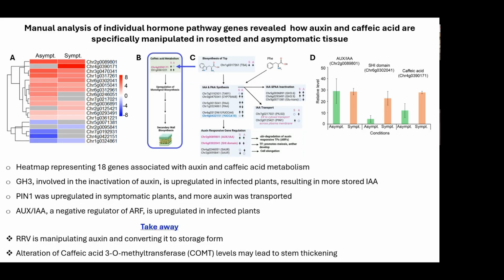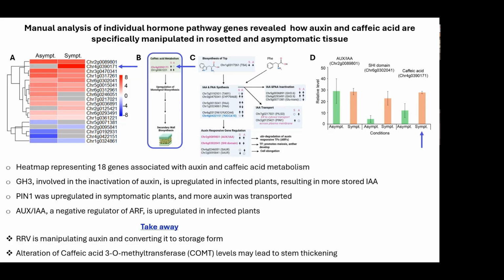And this gene is more upregulated in symptomatic, where we have thickened stem. And when you look at the heat map, the level of expression is so high that it's almost like 8.0, the highest one. And then in asymptomatic, it is not.